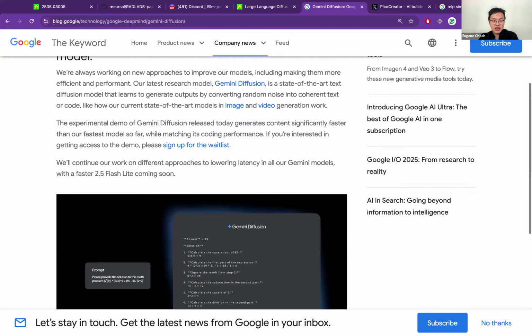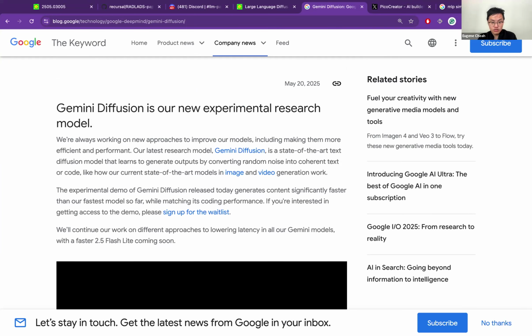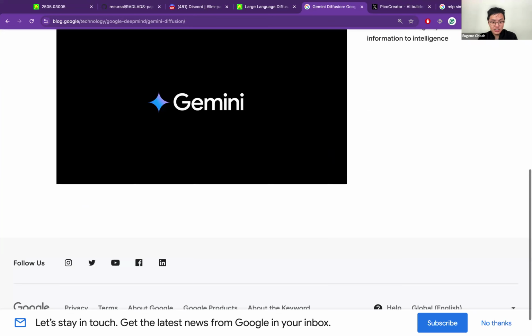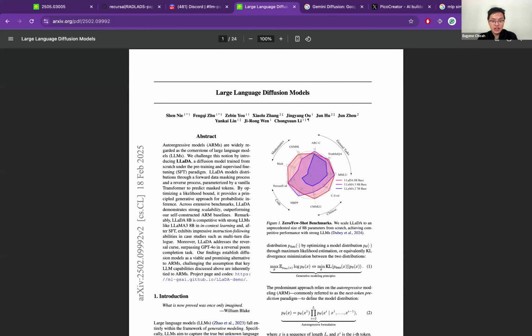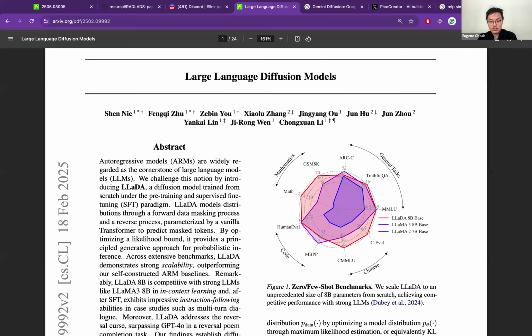This is not open source, but Google Gemini has recently released a diffusion model, as they demoed, that is blazingly fast. Linking that to the open source side, that is proof that diffusion models can actually work as potential replacements for my architecture and the transformer architecture. This is the paper covering large language diffusion models, and this is the team that trained LLaDA 8B, which they then benchmarked across a spectrum of tasks.